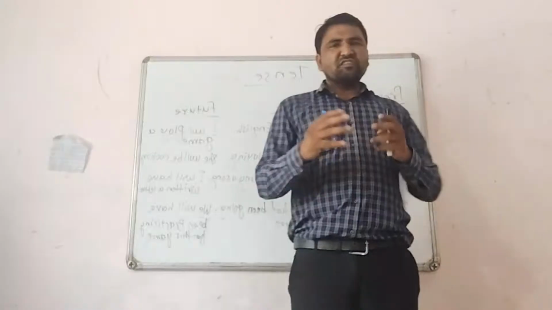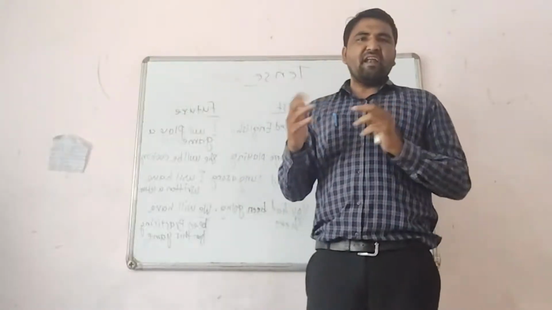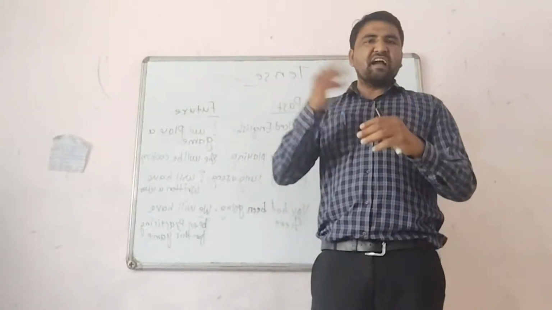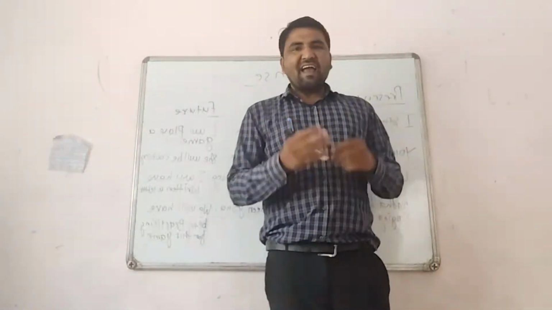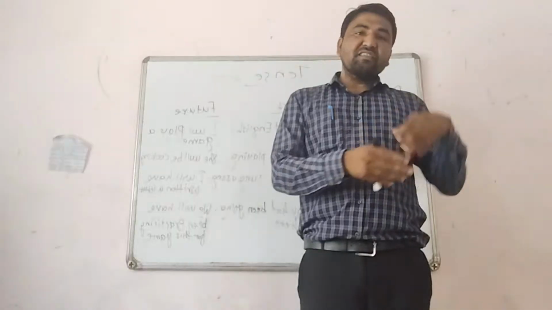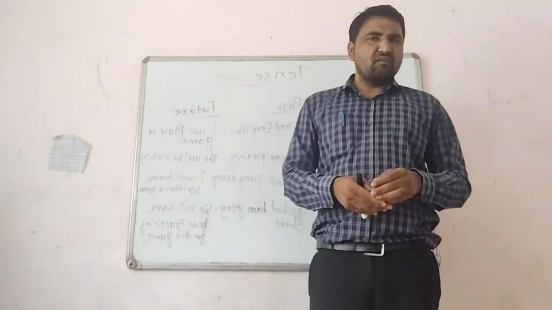Future perfect continuous tense is nothing but an action which will be started in the future, and that action will also be going on in that particular tense. Don't get it?